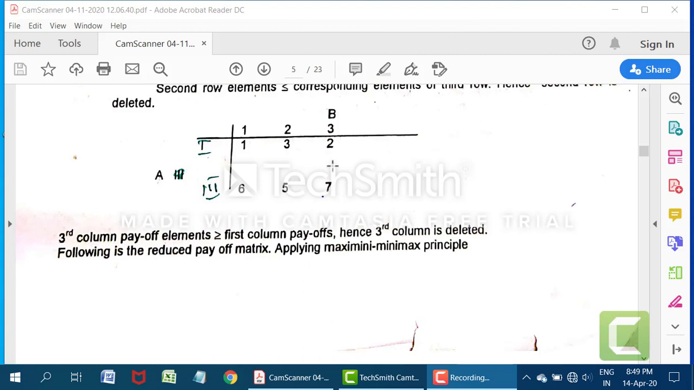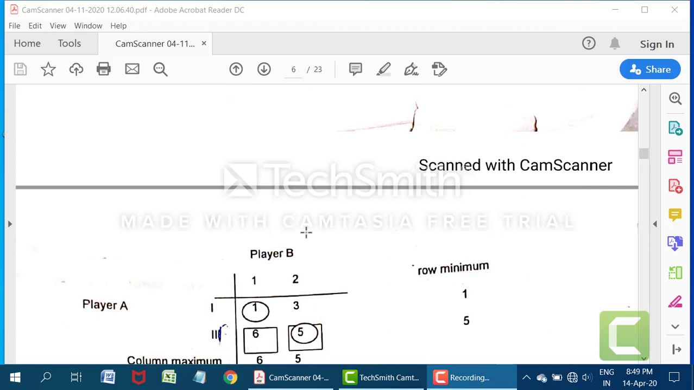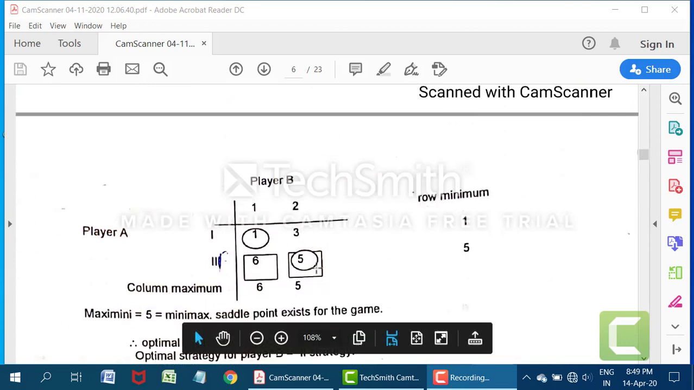Hence the third rule is applied here. The third rule says that if the average of any two columns dominates over another column, then you can delete the latter column. Applying that, this column is deleted. 1, 3, 6, 5 will be remaining.